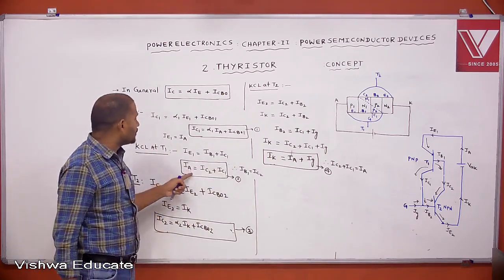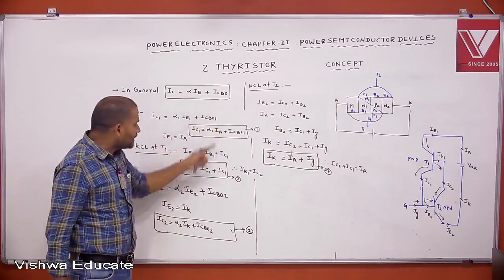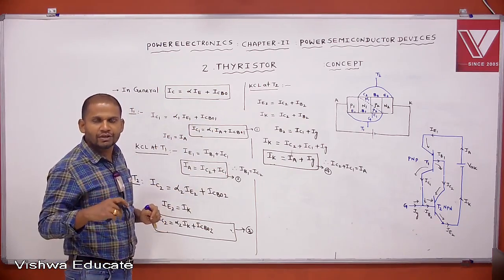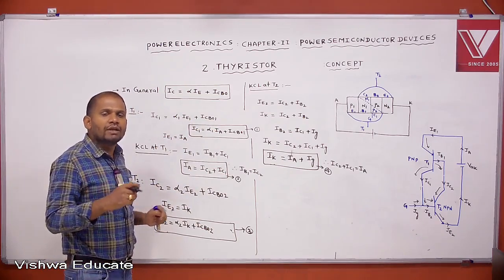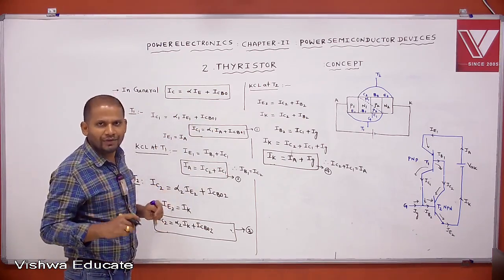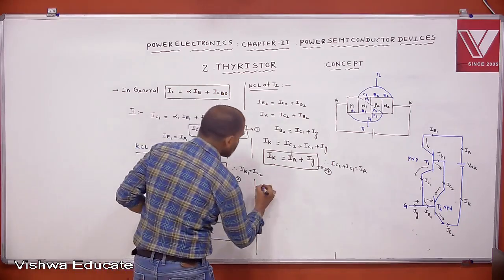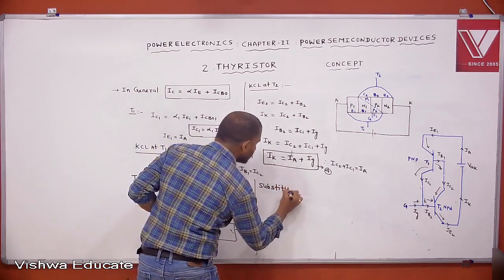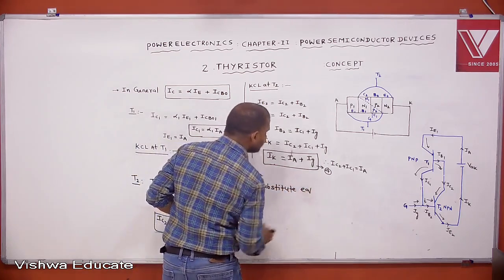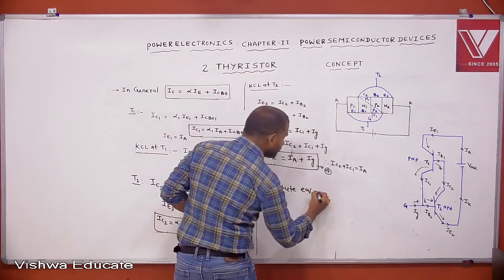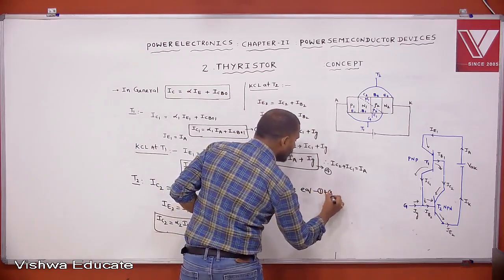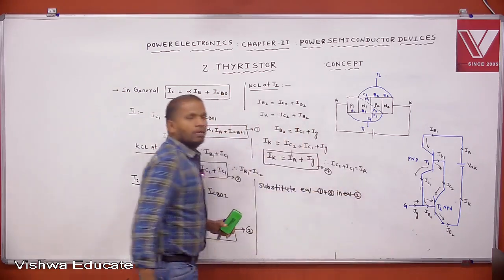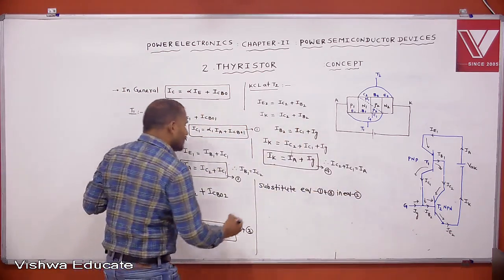Now substitute equations 1 and 3 in equation 2. I want to get one standard equation. From that standard equation only, I want to explain the turn-on methods of an SCR. Now substitute equations 1 and 3 in equation 2. Then what is equation 2?